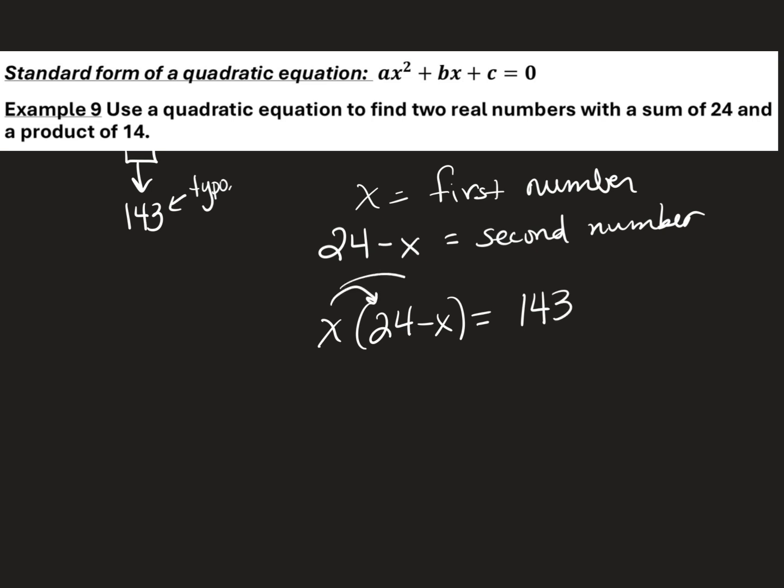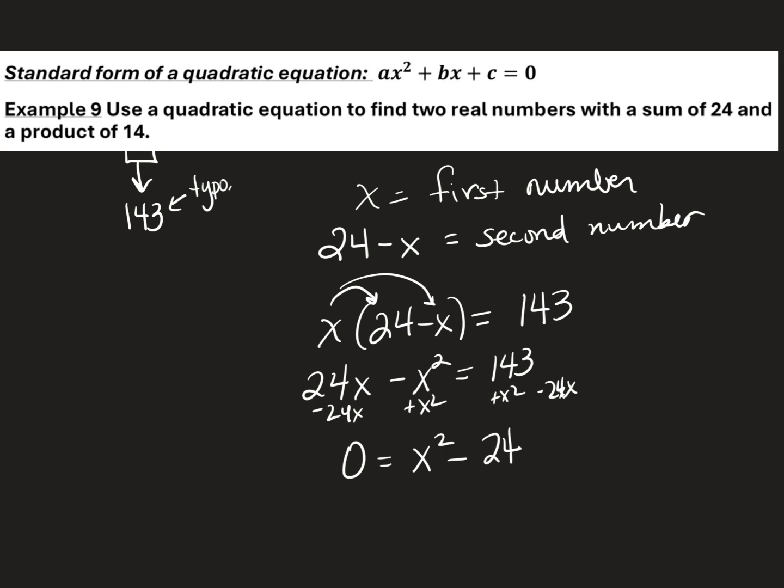I'm going to distribute: 24x minus x squared equals 143. I'm going to make it equal 0. So I'm going to subtract 24x and add x squared. And I'm going to have 0 equals x squared minus 24x plus 143. And then I'm going to type into Desmos y equals x squared minus 24x plus 143. And those two numbers are going to be the solutions, or the roots.